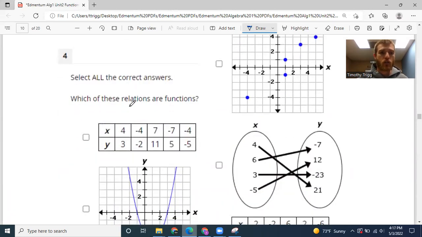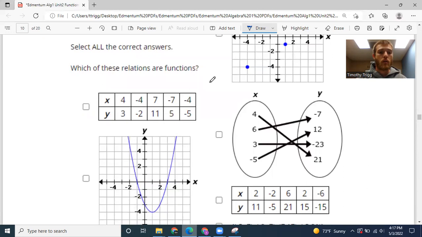Select all the correct answers. Which of these relations are functions? Okay, so which of these are functions? So look at this one. We have a repeating x. So is this a function or not?